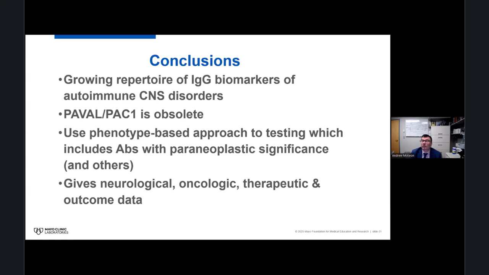As a result, this 9-analyte old-fashioned evaluation is now obsolete, and we urge people to use a phenotype-based approach to testing, which includes antibodies with both paraneoplastic and non-paraneoplastic significance, because this will ultimately give you the correct and accurate neurologic, oncologic, or non-oncologic information, and then also therapeutic and outcome data.